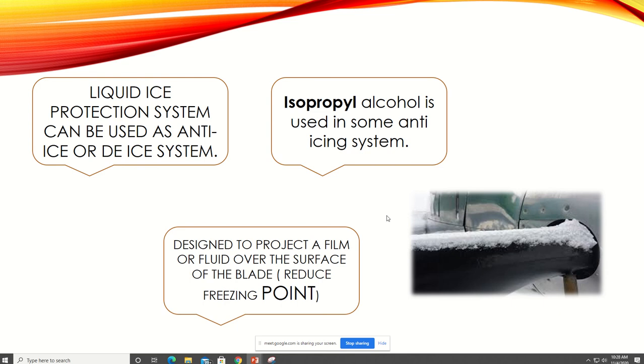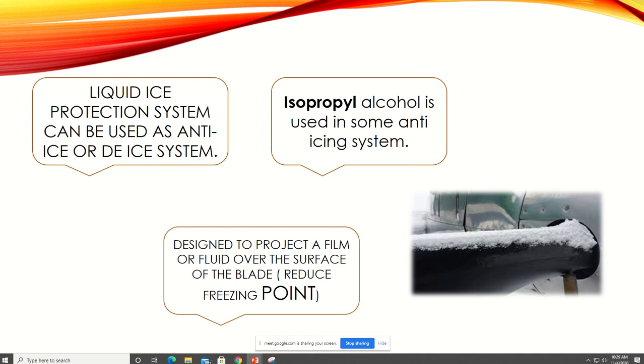So what happens is that when you store alcohol, the liquor, inside the freezer, not the normal fridge, the freezer, it will not become ice. That's the idea behind why they use alcohol. It does not normally freeze.